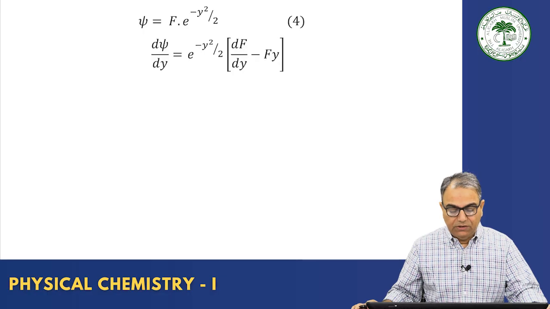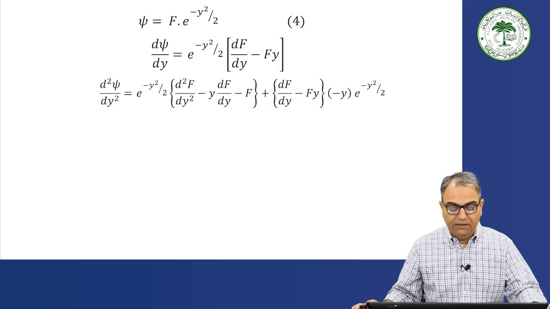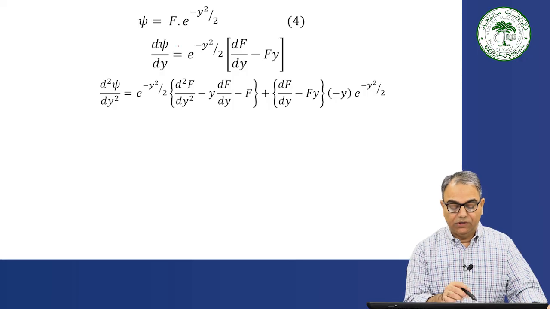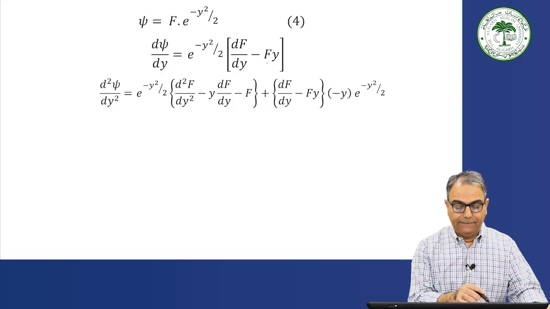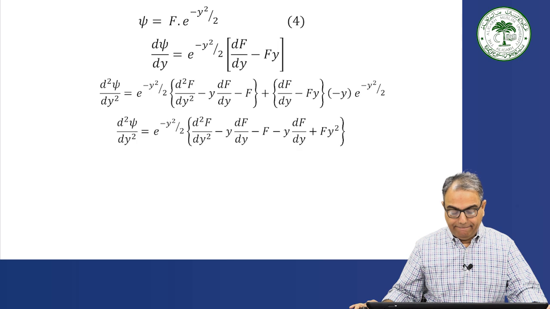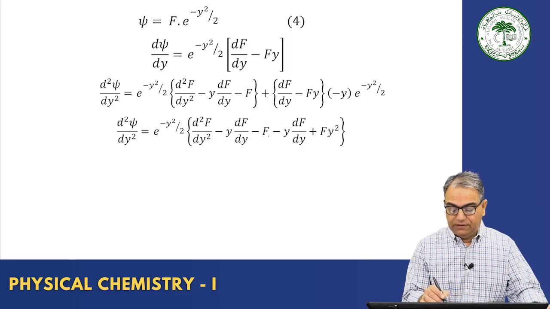If this is the solution, this could be written, then you write dψ/dy, and what do you get? And then again you write d²ψ/dy². What I have done, I have differentiated it. So the differentiation will have this term, and once we have this term, then we can write d²ψ/dy², and d²ψ/dy² comes out to be e^(-y²/2)[d²f/dy² - 2y df/dy - f + y²f].